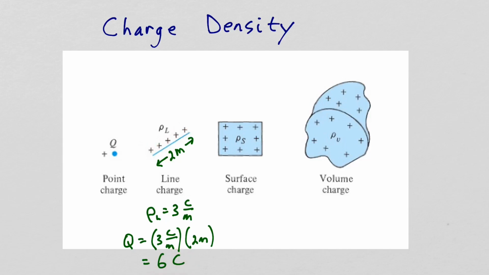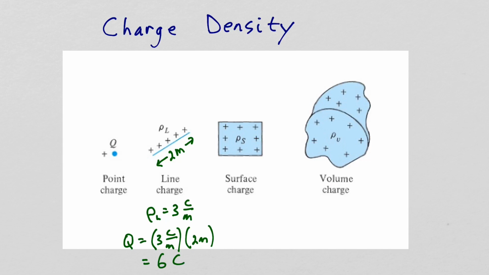If you're dealing with a capacitor, surface charge density might be a useful concept to describe the density of charge on a capacitor plate. A surface charge density is the amount of charge per unit area, or coulombs per meter squared. The symbol rho with the subscript S is used to indicate surface charge density.